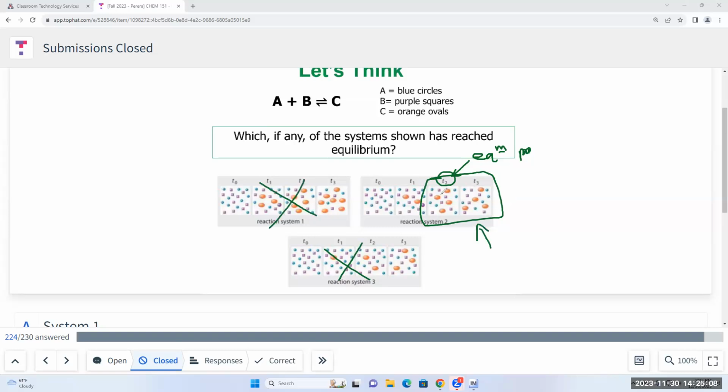How do we know it? It seems like the concentrations of reactants and products are not changing. For example, the product concentration, which is the orange ovals, is not changing after time T2 here. Therefore, it has achieved equilibrium.